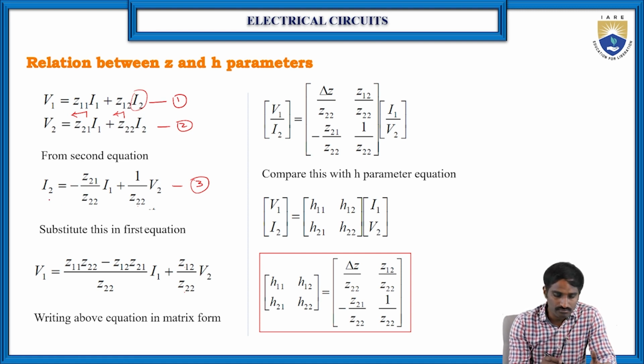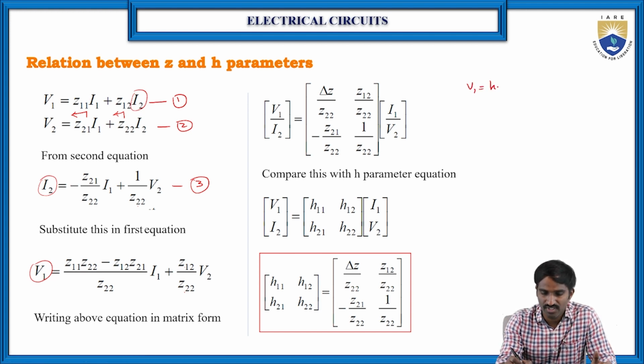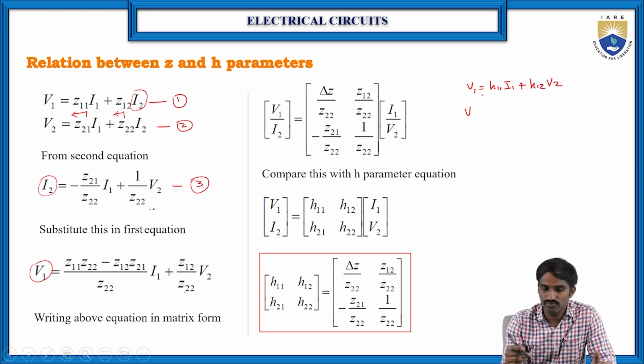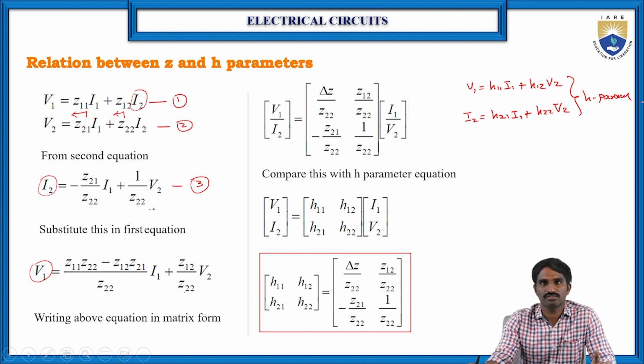Then here the V1 equation is there and the I2 equation is there, same as in the H parameter equations. So as we know, in the H parameter equations, V1 is equal to H11 I1 plus H12 into V2, and similarly the I2 equation, I2 is equal to H21 I1 plus H22 V2. So these are the H parameter equations, right?